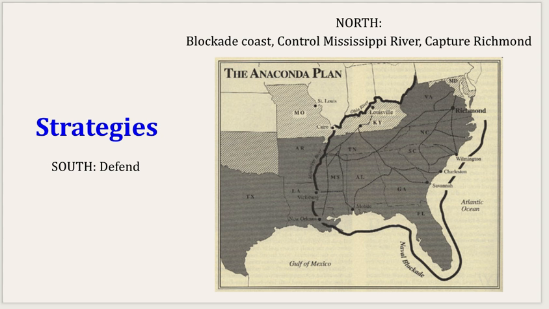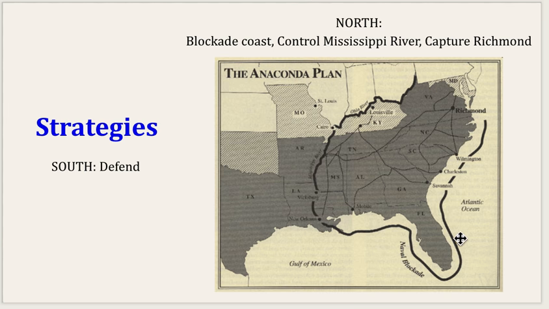Now, there were some strategies that each side had, and I've kind of already mentioned the South's, right? It was simple. It was to defend what they had taken with them when they seceded and to just outlast until the North got tired of fighting. The North had a little bit more complicated three-part strategy called the Anaconda Plan.